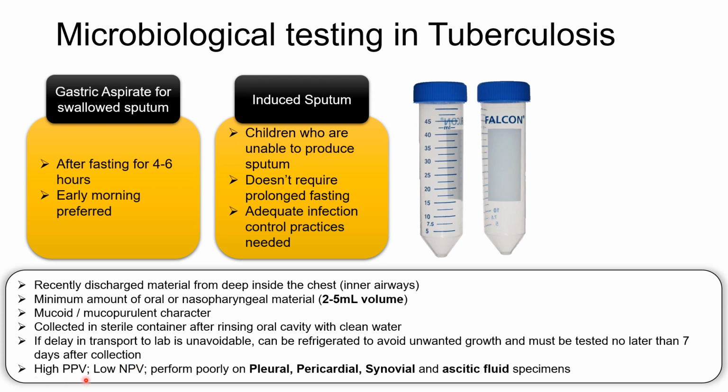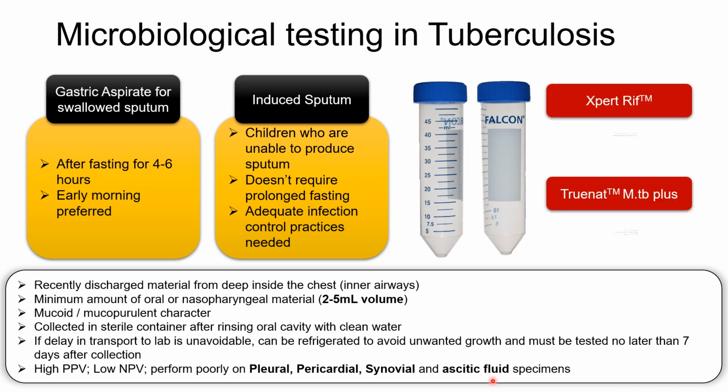This has a high positive predictive value, no negative predictive value, and performed poorly on pleural, pericardial, synovial and ascitic fluid specimens. That means among all the specimens, pleural, pericardial, synovial and ascitic fluids have very low sensitivity for positivity in nucleic acid amplification test. There are mainly two types of nucleic acid amplification test available. One is Xpert Ultra, one is TrueNAT MTB+. The Xpert is a cartridge based nested NAT and it detects the resistance to rifampicin as we discussed in the presumptive pediatric TB algorithm.